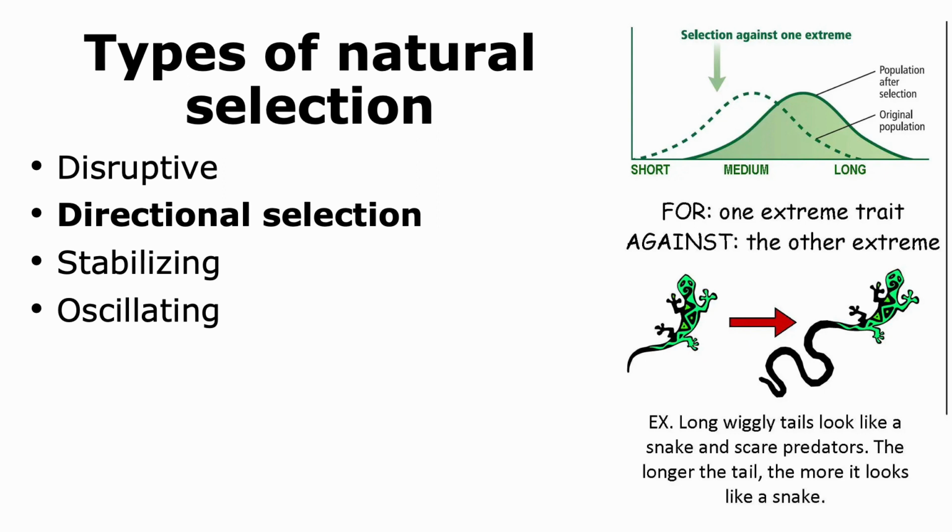So the longer the tail is, the more scared the predator is going to be to attack that lizard. And hence, those lizards with really long tails are going to have a survival advantage. And hence, the population of lizards is going to shift towards having more abundance of lizards with longer tails. And hence, there is a movement in one direction of the extreme, and it is against the other extreme, which is having a short tail in this example.